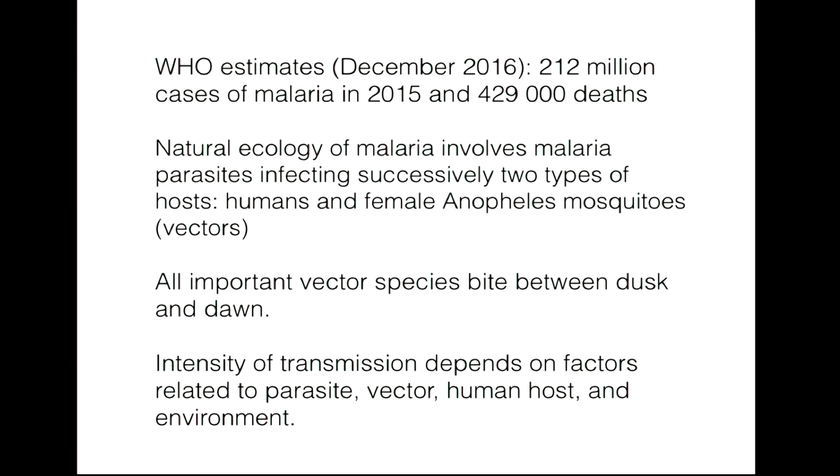All important vector species, mosquito species, typically bite between dusk and dawn. In the middle of the day, you're unlikely to be bitten. Some species prefer the evening, and they're called crepuscular, so both sunrise and sunset. Some species bite during the night. The intensity of transmission, that is how effective a mosquito bite is in transmitting a disease to a human, depends on many factors: the parasite, the vector, the human host, and the environment.